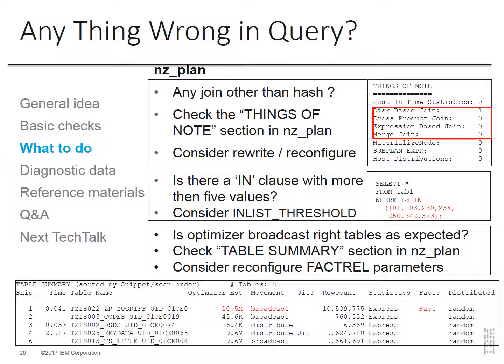Next, see if the optimizer is broadcasting the right tables. If factorial parameters are not set correctly or statistics are not up to date, the optimizer may broadcast a large table, which eventually causes a performance problem. Check the table summary section in the nzplan output to verify which table is broadcast or redistributed. Consider optimizer parameters like factrel planner or factrel size threshold to help with this kind of situation.